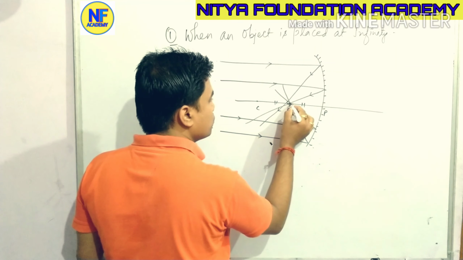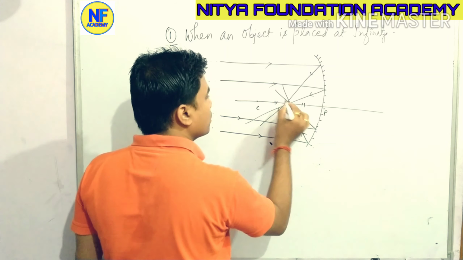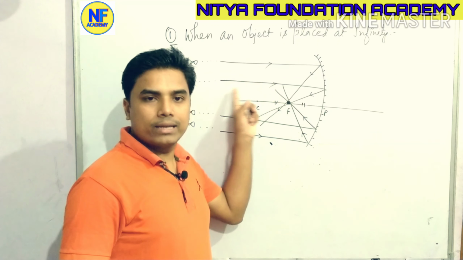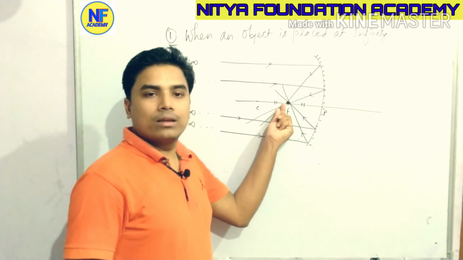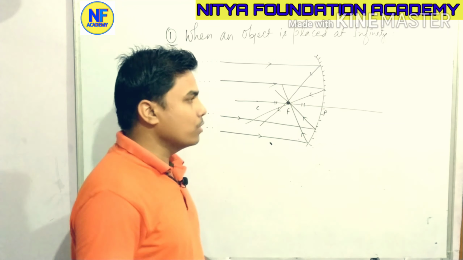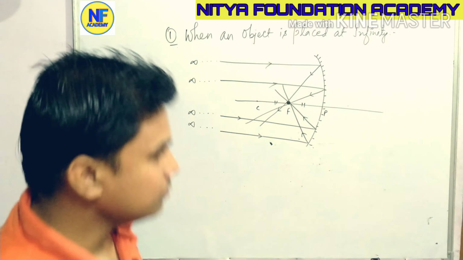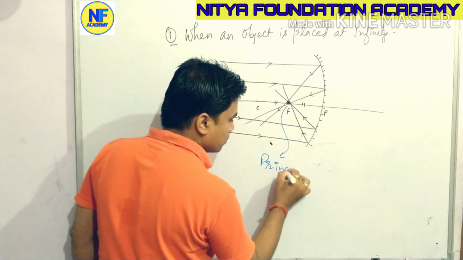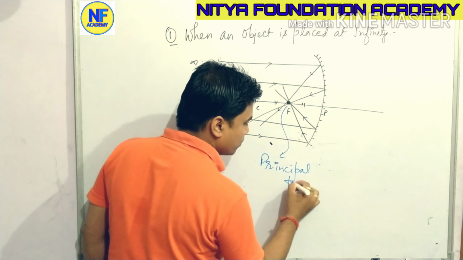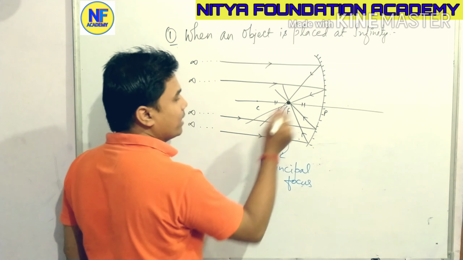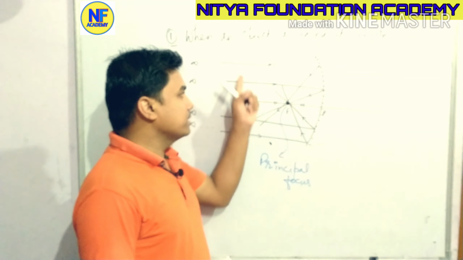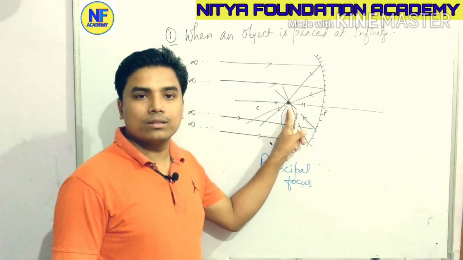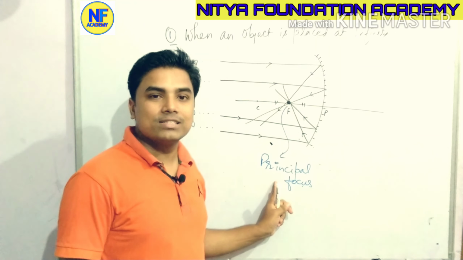You will see this point is known as the point of focus. Students, the point where all the reflected rays collect is called the principal focus. As you know very well, this incident ray and all these reflected rays meet at the common point, which is called the principal focus.